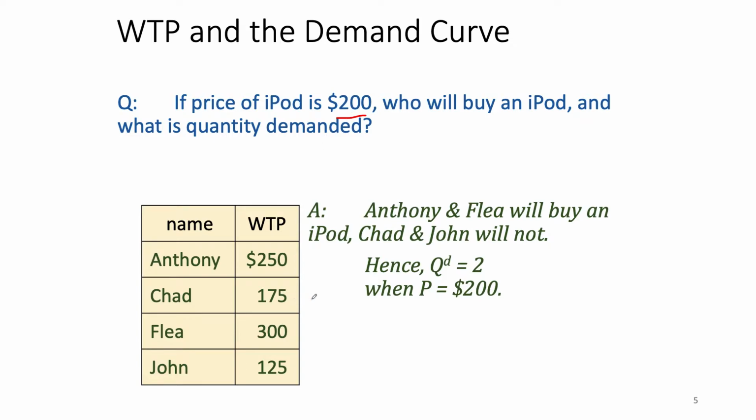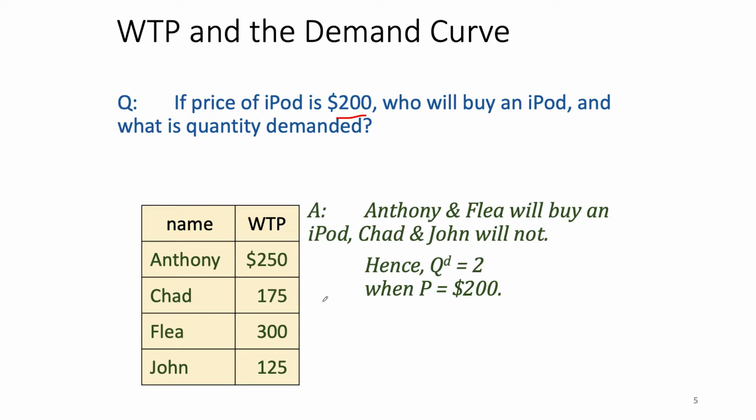Chad, on the other hand, has a willingness to pay of only $175. The asking price is $200. The maximum price that Chad is willing to pay is $175. Chad stays out of the market. Flea, again, same story. $200 is the asking price. His willingness to pay is $300. So Flea will jump in and buy an iPod because he's willing to pay $300, but you're only asking for $200. And again, John has a lower willingness to pay than the price.